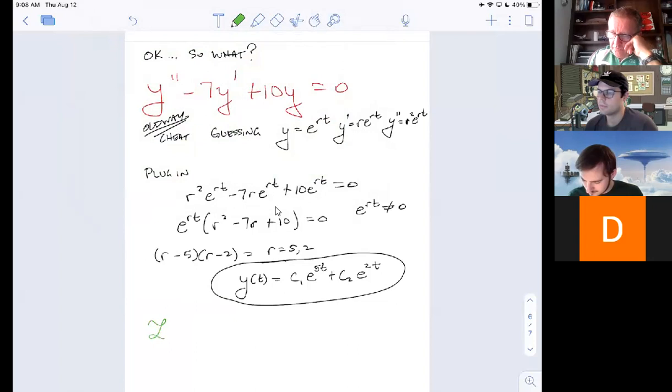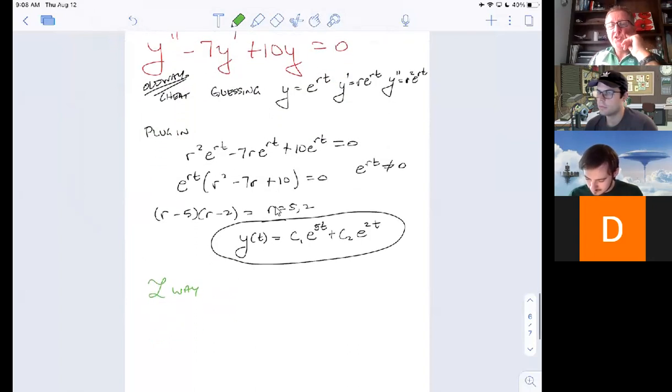Now, the Laplace way. By the way, anybody see the old sitcom, Laverne and Shirley? That was Laverne's L. I don't know how you saw that. If you have, you guys are way too young for that.